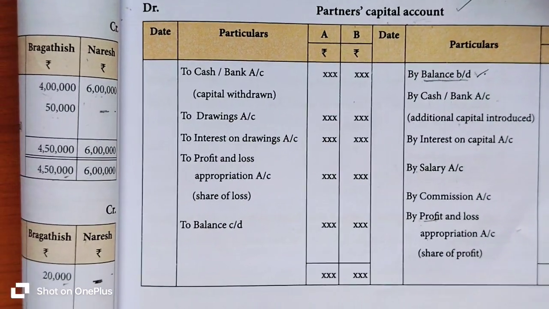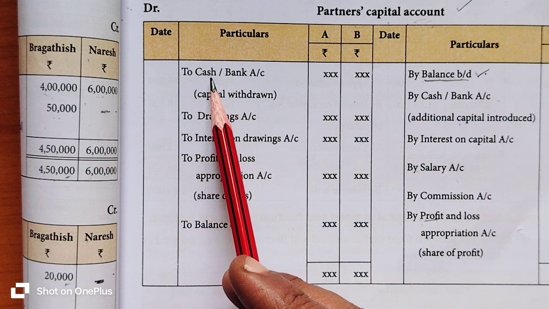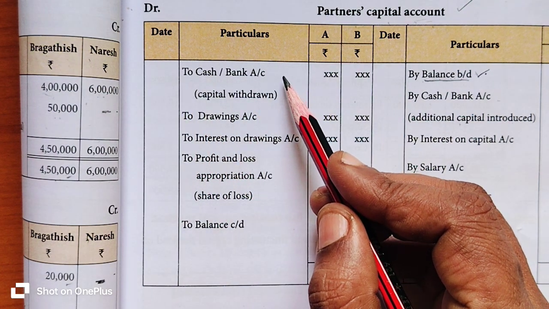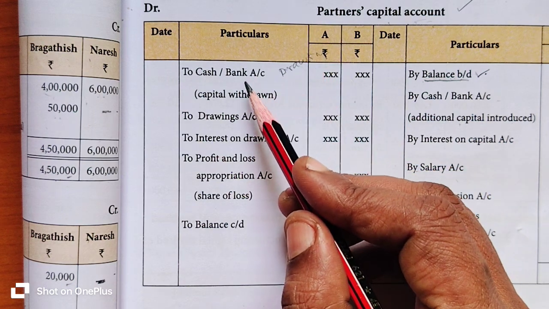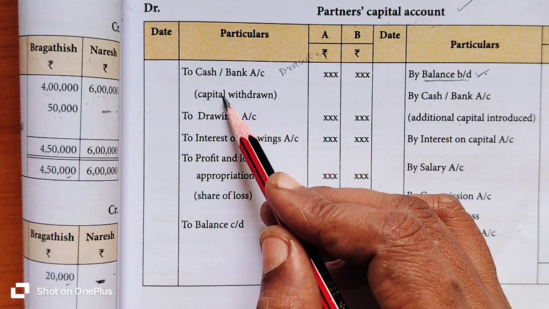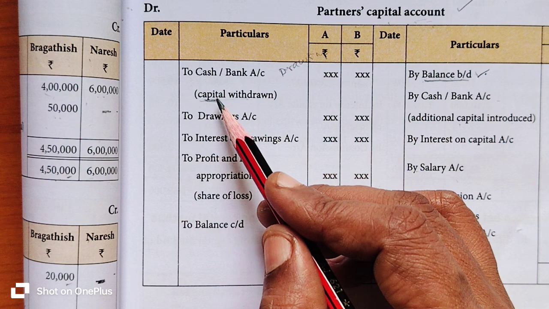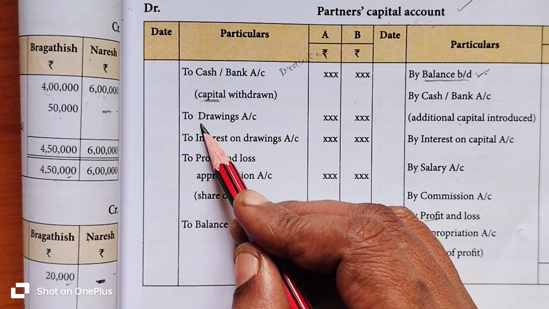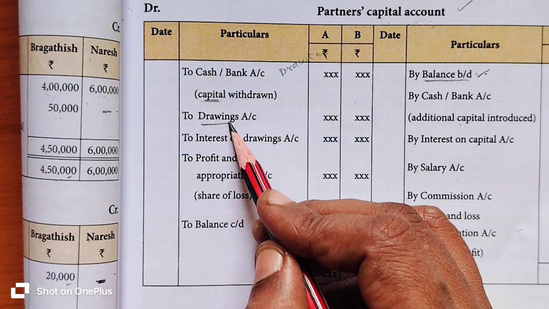And let's go to the debit side. The debit side items are transactions of capital withdrawn. Listen, withdrawing cash for personal use, you know very well, is called drawings. So drawings is different from capital. This is called withdrawn capital, not withdrawn cash. If the partners withdraw cash for their personal use, the term you use is drawings.